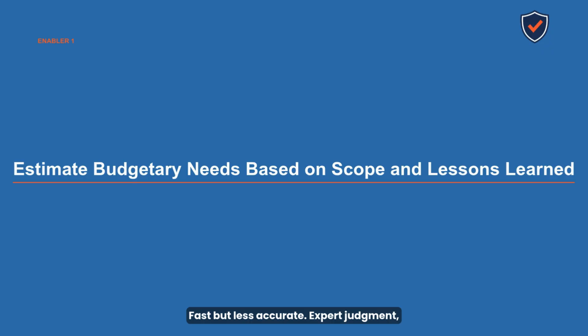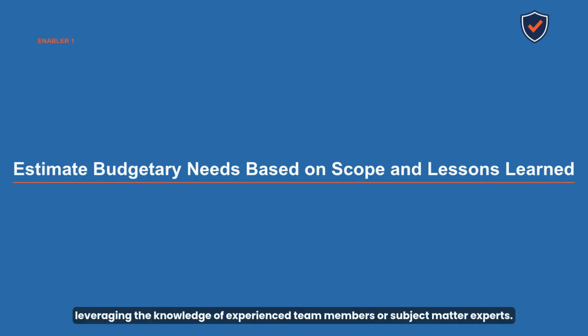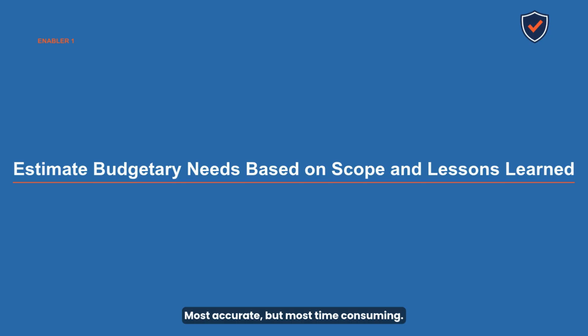Fast but less accurate. Expert judgment, leveraging the knowledge of experienced team members or subject matter experts. Bottom-up estimating, estimating each work package individually and rolling up to the total. Most accurate but most time-consuming. Parametric estimating, using statistical relationships between variables, such as cost per unit of output. Lessons learned is explicitly mentioned in this enabler because past project data is one of the most reliable inputs to future estimates. On the exam, using historical data is almost always part of the correct answer for estimation questions.